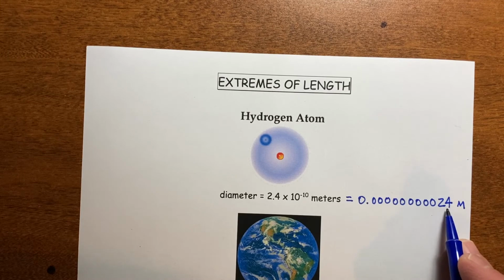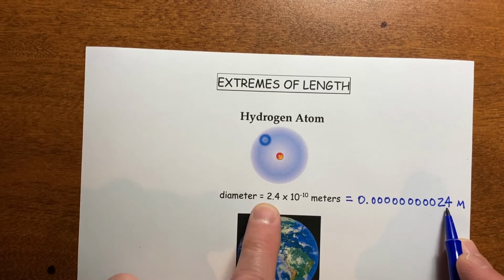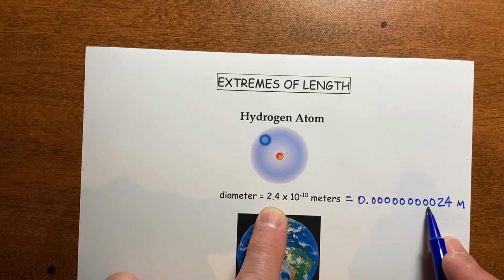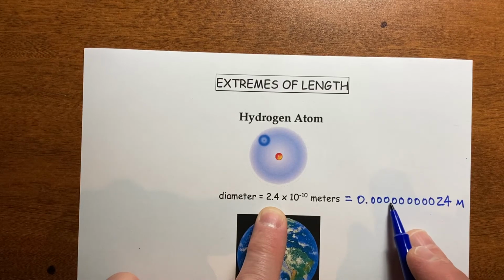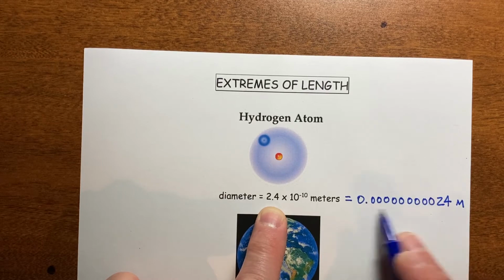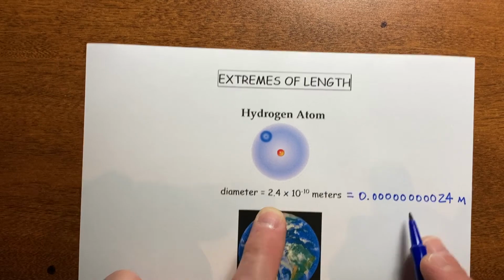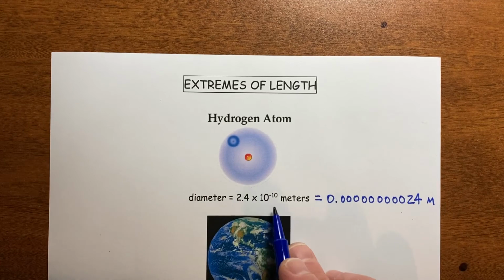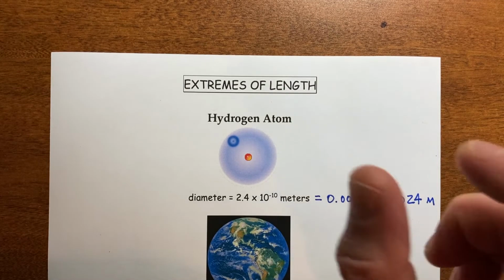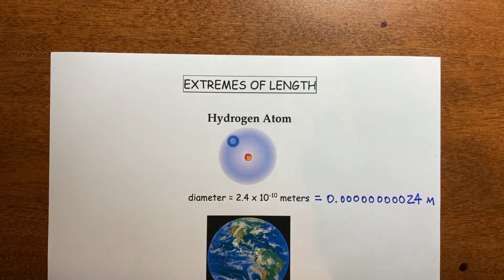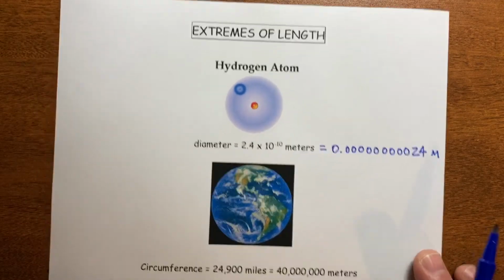Let me make sure that's done right. 2.4 times 10 to the negative 1, 2, 3, 4, 5, 6, 7, 8, 9, 10. So this is the standard notation of this. So atoms are incredibly small. If I do the mental math right, if there's about 240 billion atoms per meter, there's hundreds of millions of atoms in a centimeter. So atoms are incredibly small. That's why we need to use scientific notation.